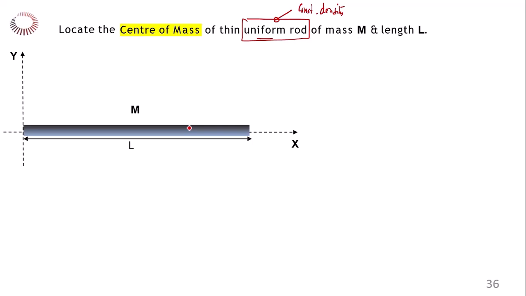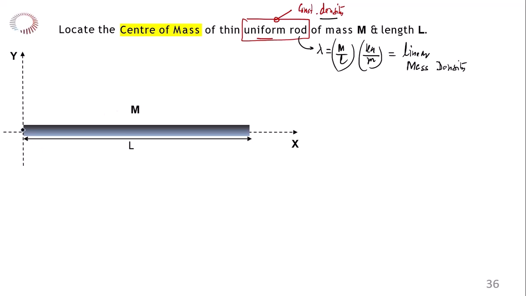But I should get the idea of integration over it. If there is a uniform rod of constant density, and lambda is the mass per unit length, then lambda should be equal to m by l. The unit is kg per meter. Lambda is called the mass per unit length, or the linear mass density. So first we calculate the linear mass density.